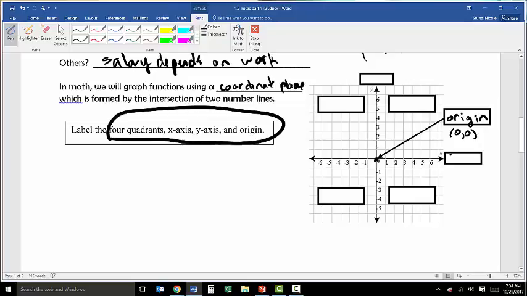You can already see your x-axis and your y-axis. And then your 4 quadrants will start in the upper right. That's 1. You move to the left, that's 2. Quadrant 3. And quadrant 4.